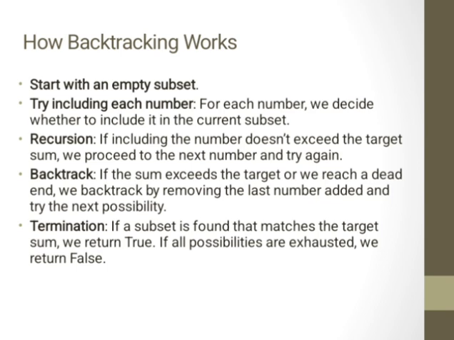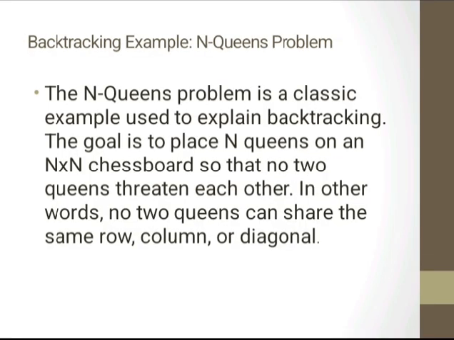And now we will see how backtracking works. Backtracking starts with an empty subset, tries to include each number, recurses, and then backtracks and terminates. Try including each number: for each number we decide whether to include it in the current subset. If including the number doesn't exceed the target sum, we proceed to the next number and try again. If the sum exceeds the target or we reach a dead end, we backtrack by removing the last number added and try the next possibility. If a subset is found that matches the target sum, we return true. If all possibilities are exhausted, we return false.